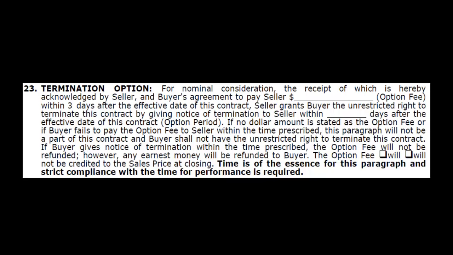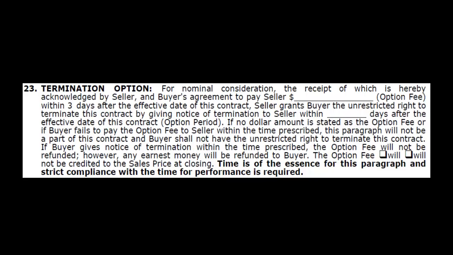For nominal consideration, that means for a small amount of money, the receipt of which is hereby acknowledged by seller, means that the receipt of the money is actually acknowledged by the seller. The receipt is attached to this contract. I'll show you here in a minute. It's on page 9. And the buyer's agreement to pay seller a blank amount of money as the option fee.